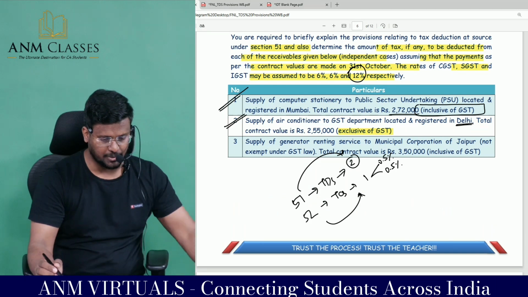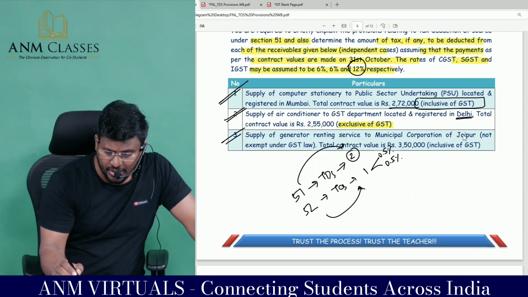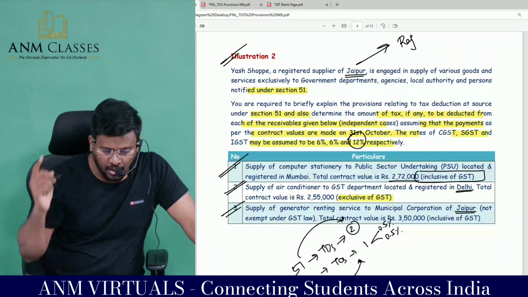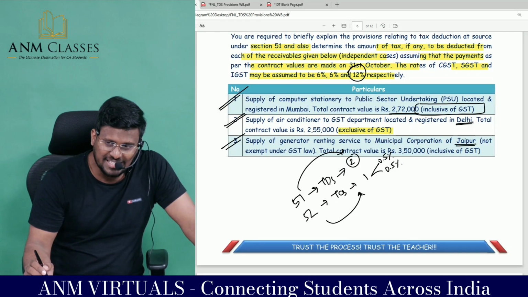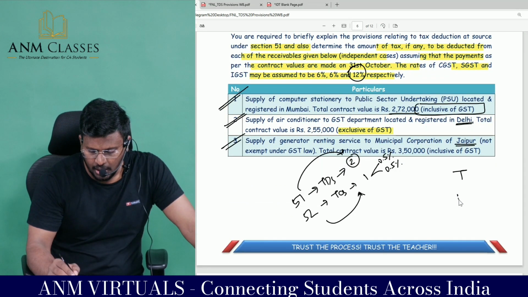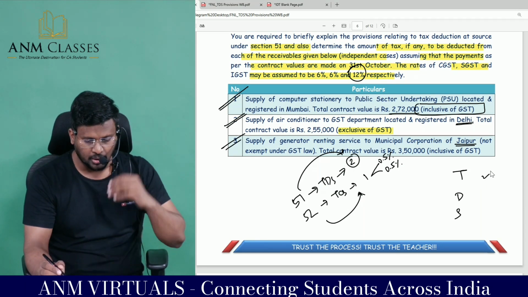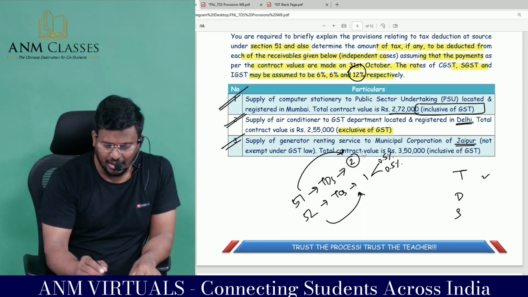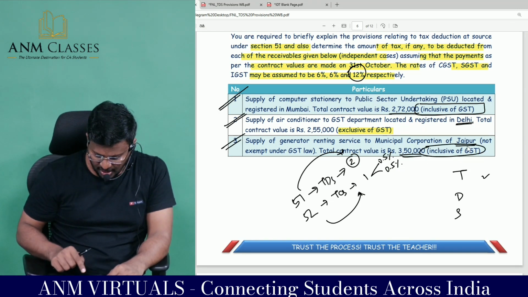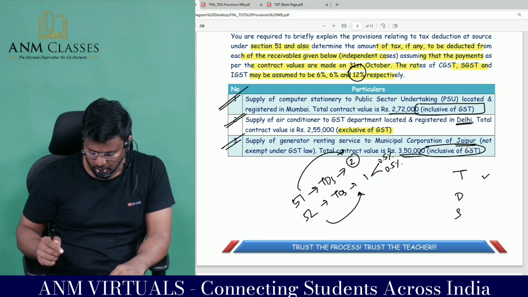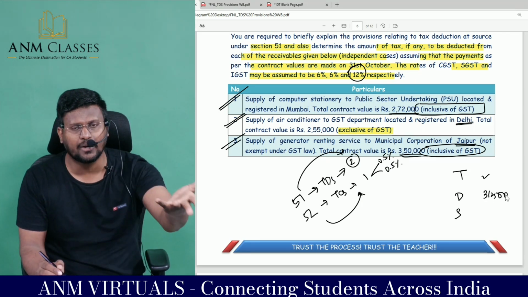Shall we move to the last adjustment? Supply of generator renting service to Municipal Corporation of Jaipur, Rajasthan. They are also in Jaipur. We are also in Jaipur. The supply is not exempt under GST law. That means for TDS, supply should be a taxable supply of goods or services or both. Yes, taxable supply. Eliminate two things. So the contract value is 3,50,000 inclusive of GST. We don't want inclusive. So 3,50,000 divided by 112 into 100 comes to 3,12,500. This contract value exceeds 2,50,000.